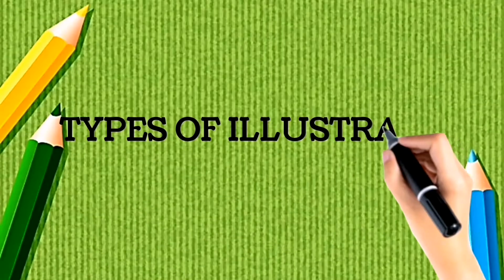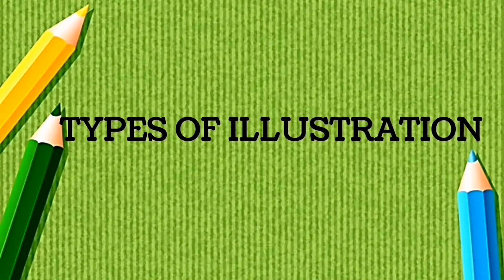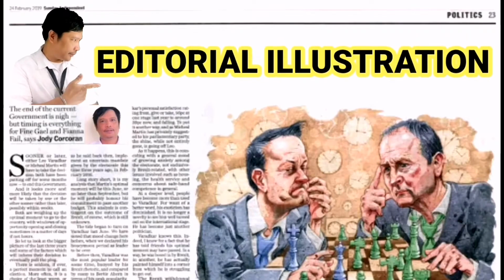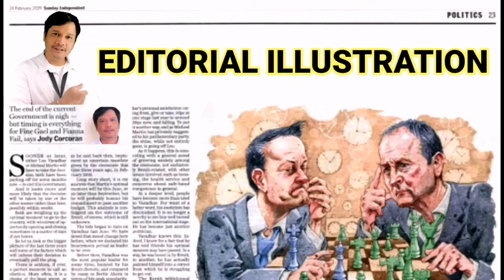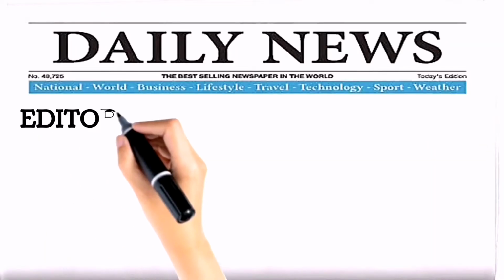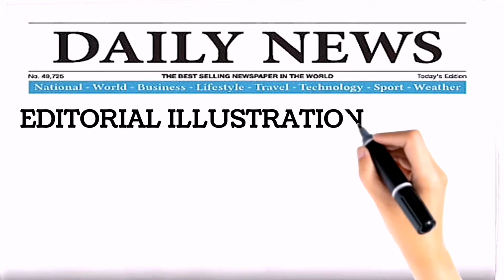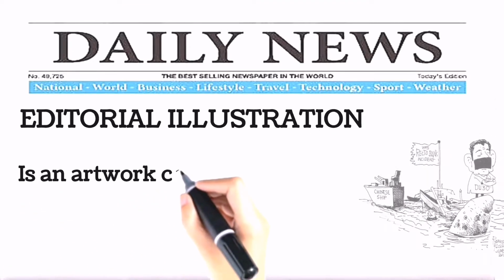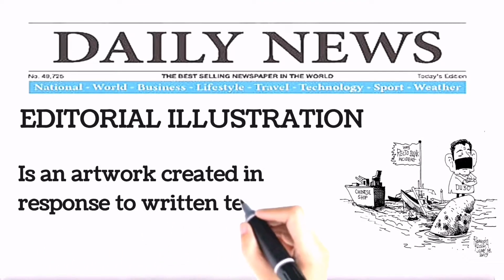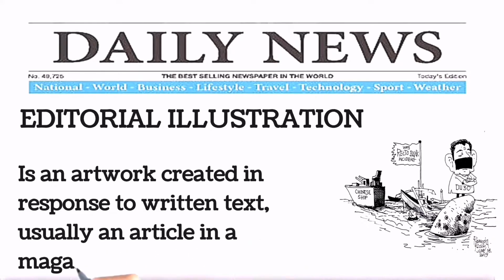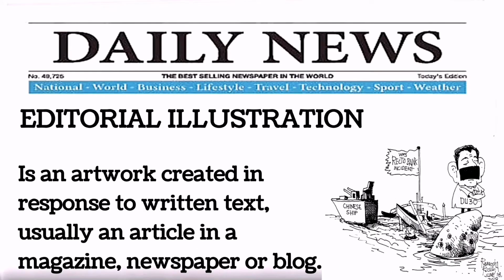Types of illustration. Editorial illustration. Editorial illustration is an artwork created in response to written text, usually an article in a magazine, newspaper, or blog.